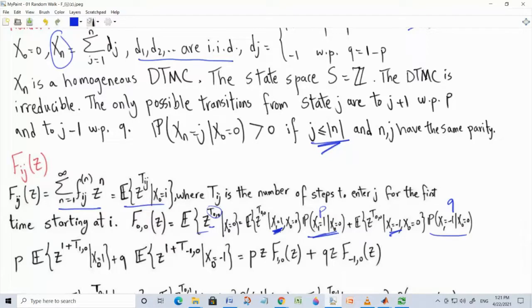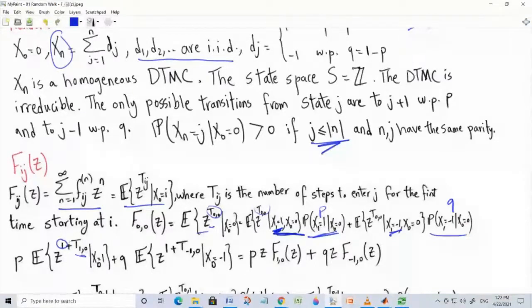Now you took a step, so conditioning on X0 is 0 and X1 is 1, it means that you already took a step from 0 to 1, and now the remaining steps till you enter into 0 again are the number of steps needed to go into 0 for the first time, but now starting from 1. And of course this 1 here is the step that you made to go from 0 to 1. So I can now write, conditioned on X1 is equal to 1 and X0 is equal to 0, I can take this T00 and write it as 1 plus T10.